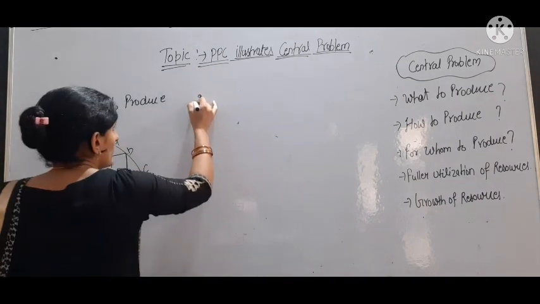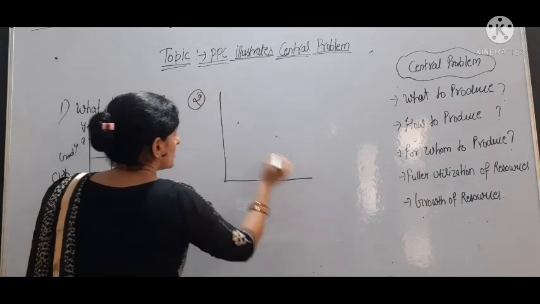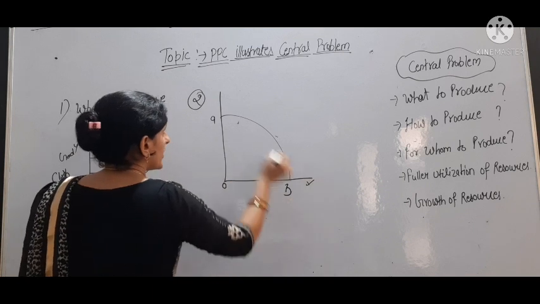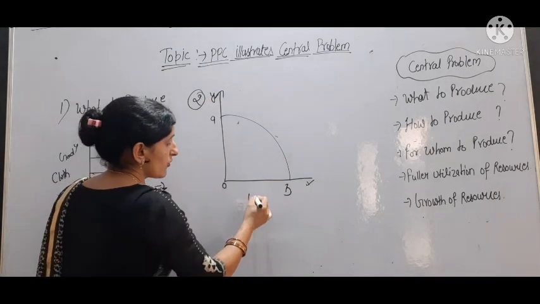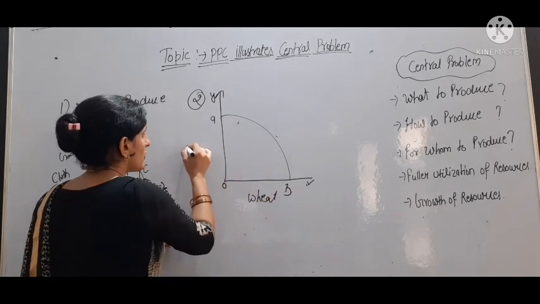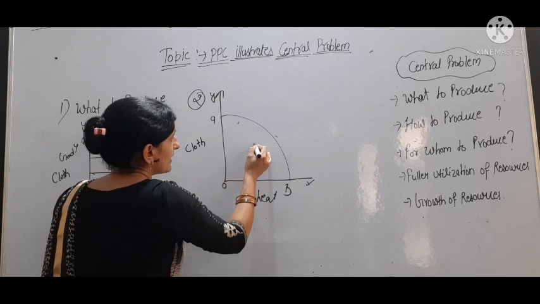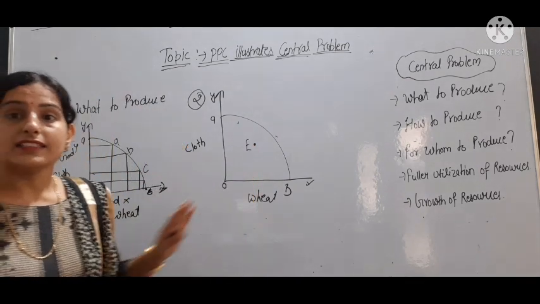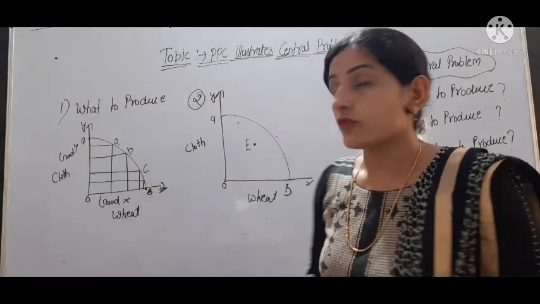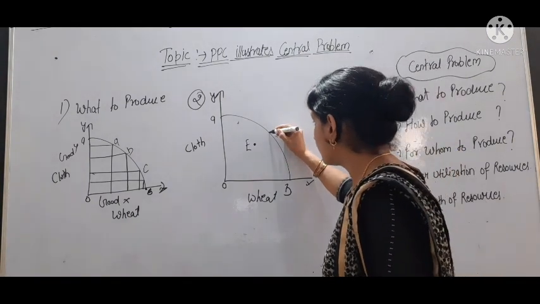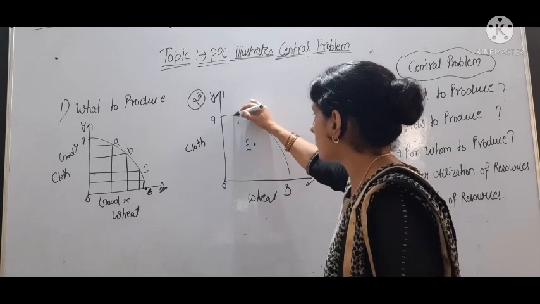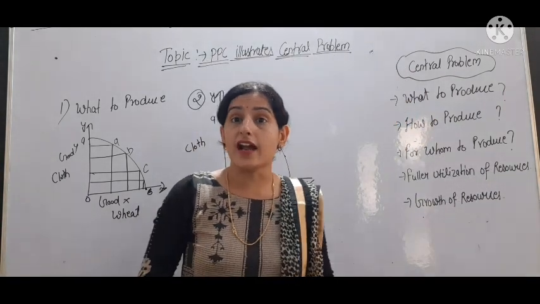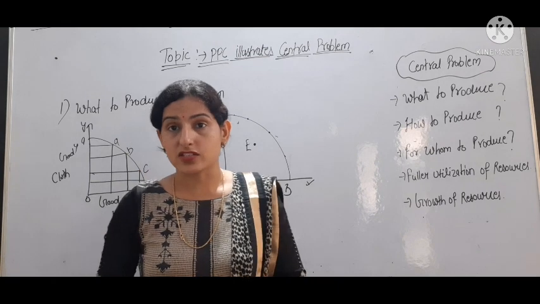Then the second problem, how to produce. So this is PPC, AB is our PPC. How to produce means what technique should be used for the production of wheat and for the production of cloth. We can take point E. It tells that there is underutilization of resources. Proper utilization of resources takes place on this combination. This line shows the fuller utilization of resources, meaning no resources remain idle. All resources are fully utilized in the production of goods.